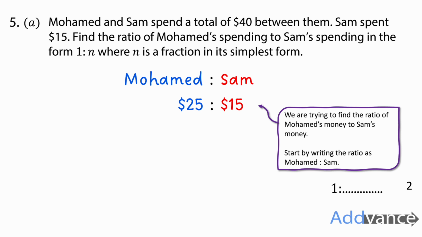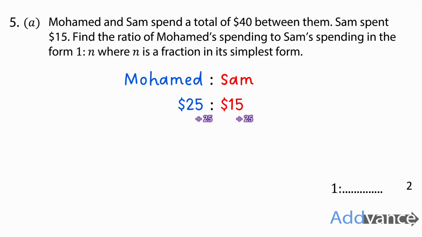We want to find the Mohammed spending to Sam spending in the form 1 to n. So we want it to be a ratio with 1 on the left-hand side. So you want to divide by 25 to get 1 on one side. 25 divided by 25 is 1, and 15 divided by 25 is 15 25ths, which is a fraction which we'll simplify. We'll simplify that to be 3 fifths, and so the ratio is 1 to 3 fifths. That is the ratio. That's question 5a.